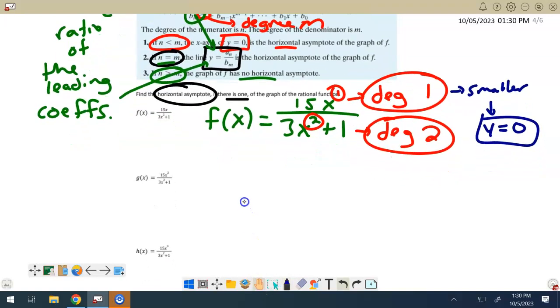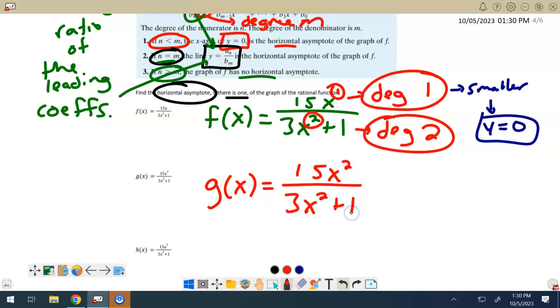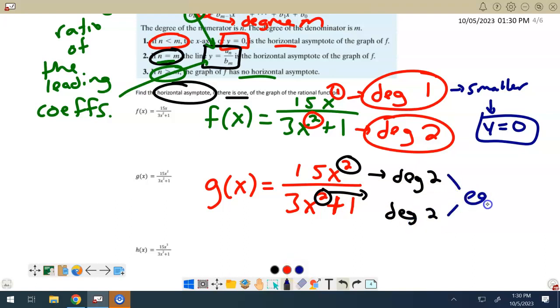Let's take a look at the next example. Again, I'll write this out so it's a little bit more legible. We have g of x equals 15x squared over 3x squared plus 1. The degree of the numerator is 2. The degree of the denominator is also 2. And so they are equal in this case.